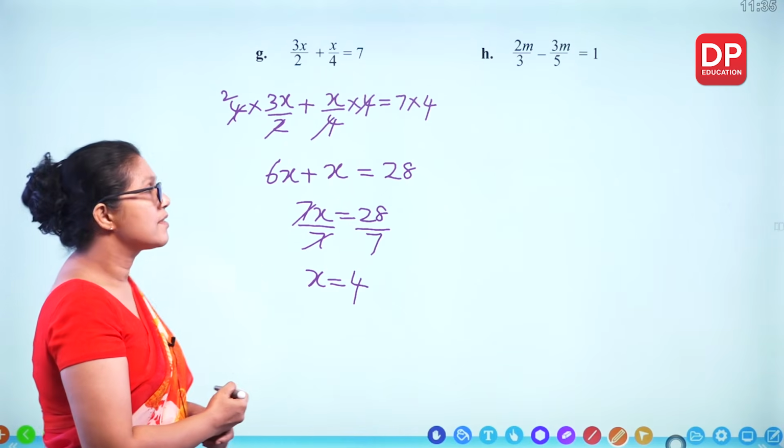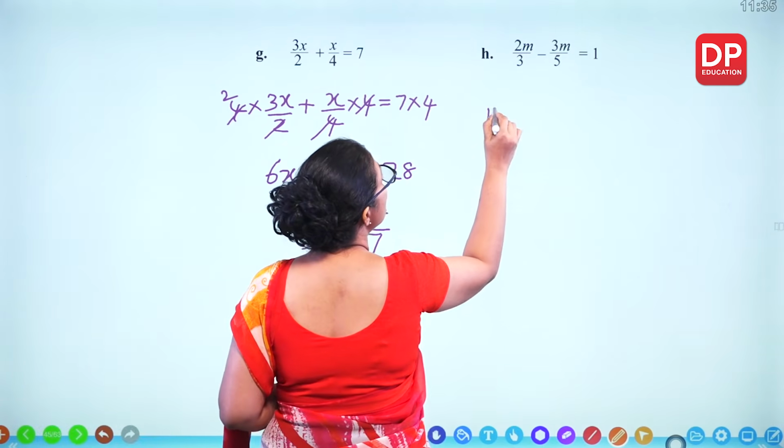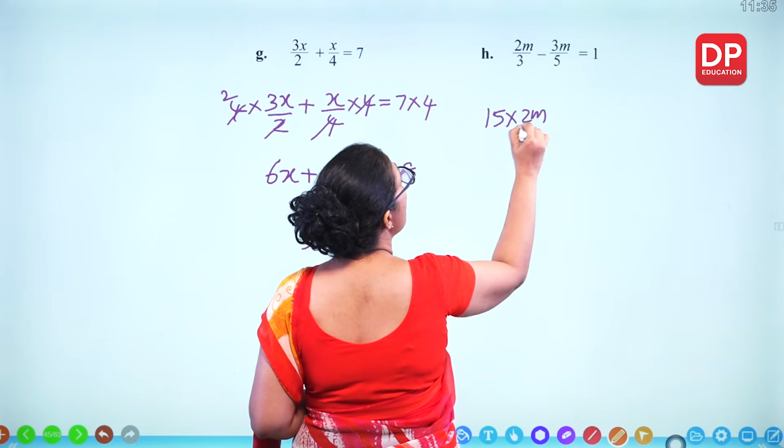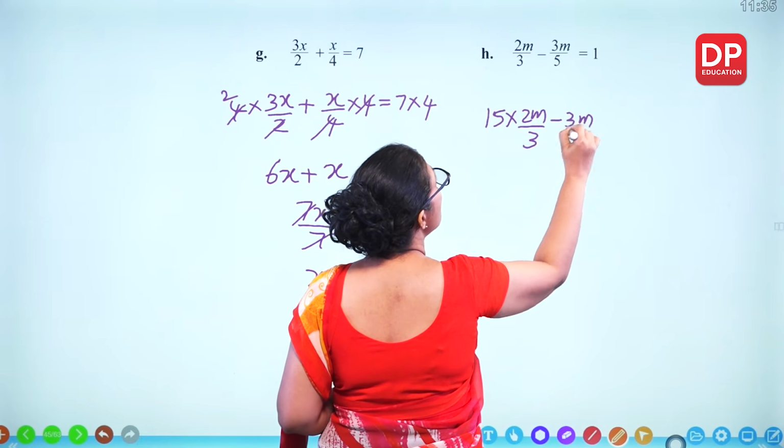5 and 3. What's the lowest common multiple? 15. So you have to multiply all terms by 15.